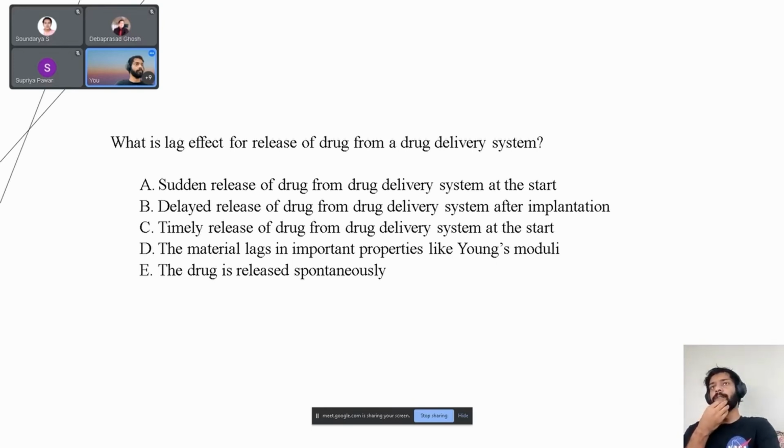Perfect. Correct. So what is the opposite of this effect? It's a burst effect. So that is where the formulation has been produced and stored for a while, right? And then when you implant it, the drug is already at the periphery, so it comes out as a burst release profile. Okay, yeah, correct. So, delayed release of a drug from a drug delivery system after implantation.